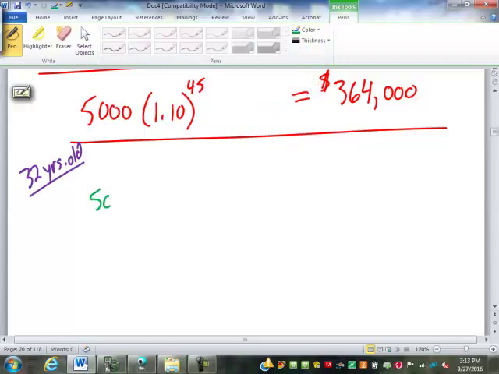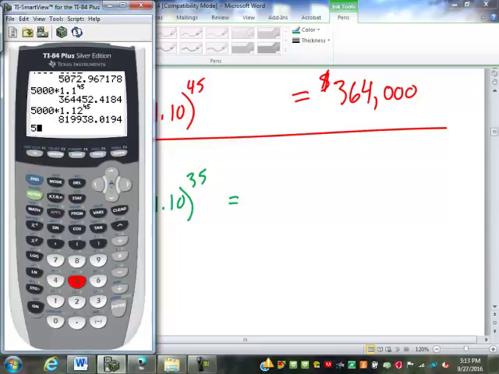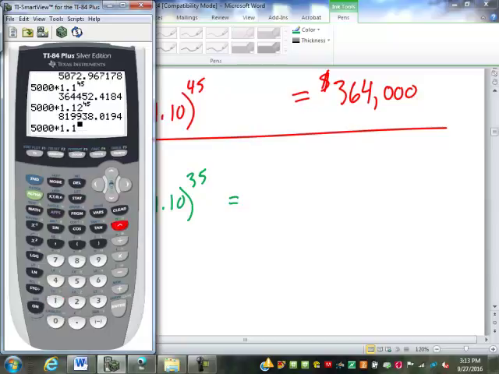Let's say you scrape together that same $5,000, and let's say you can still get 10%, but now it's only going to be 35 years. From 32 up to 67, it'll be 35. So times 1.1 to the power of 35 years. 140,500.